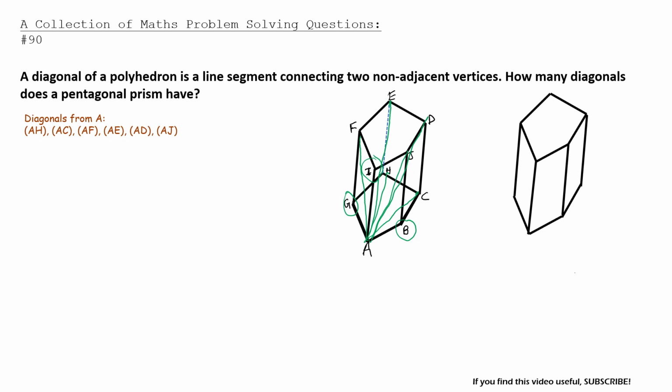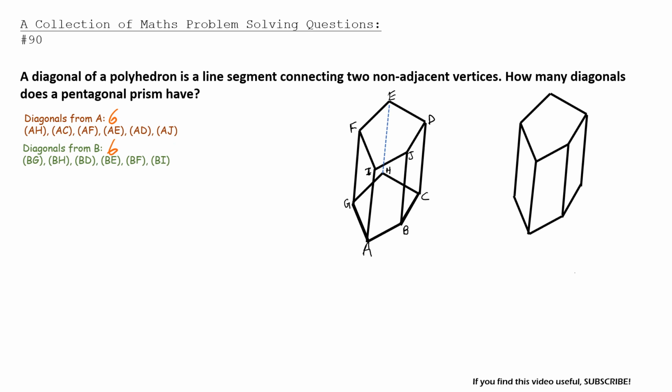So you just have to remove the adjacent points, not count the adjacent points. Those are the diagonals from A. Then if we do the same for each of the other vertices, the diagonals from A would be 6 diagonals: 1, 2, 3, 4, 5, 6.